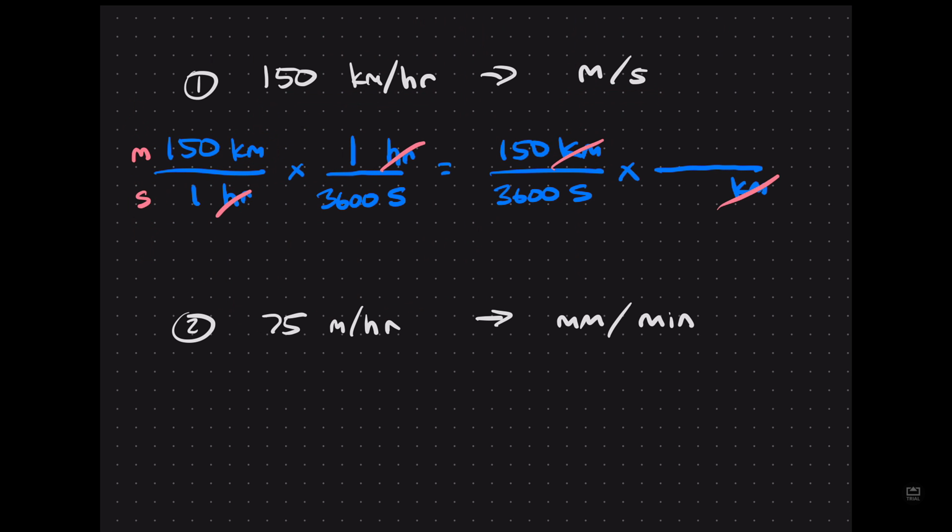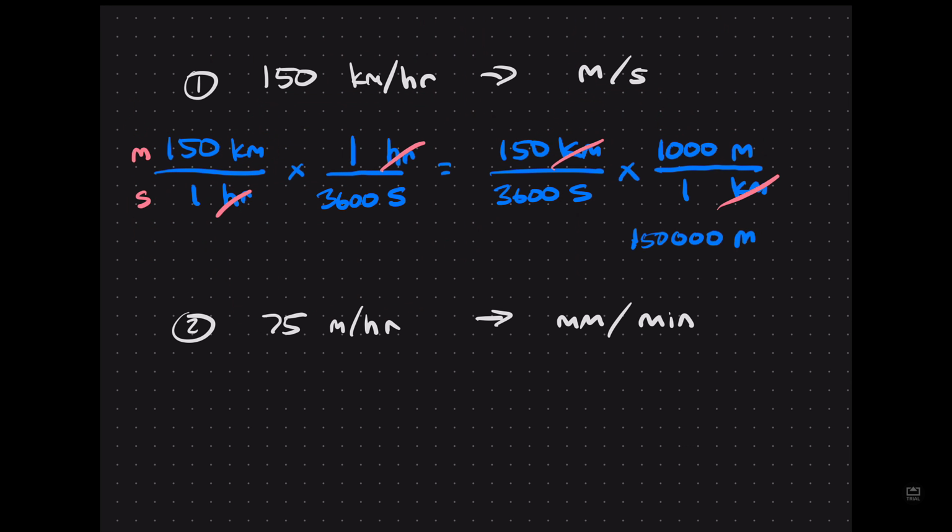Okay, what am I trying to go to? I'm trying to go to meters. So what do I know? Well, I know that 1 kilometer is 1,000 meters. And now if I take what I have here, I've got 150 times 1,000, which is going to be 150,000, and the units that I have up top are meters, and that's what I'm trying to get to.